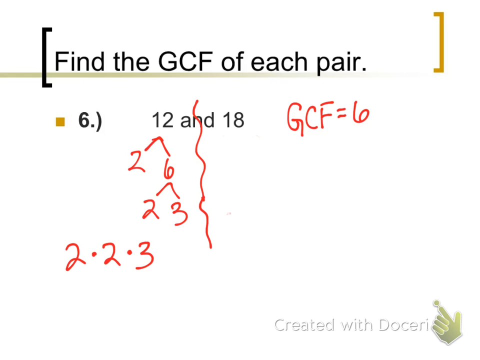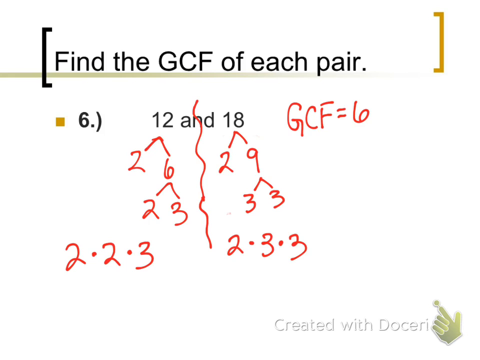We okay with that part? All right, what about 18? What can 18 break into? Nobody knows. We just made a list. 2 and 9. 9 breaks into 3 and 3. So this list would be 2 times 3 times 3.